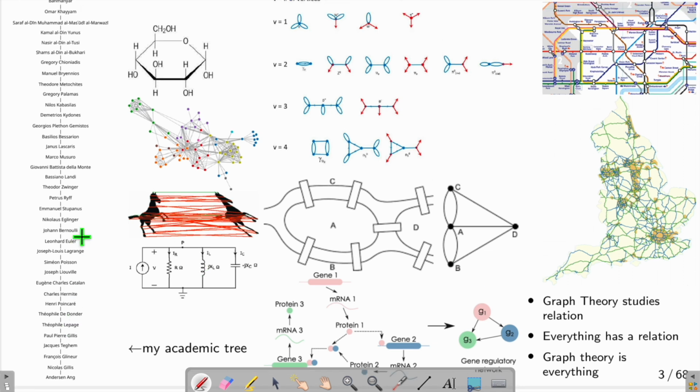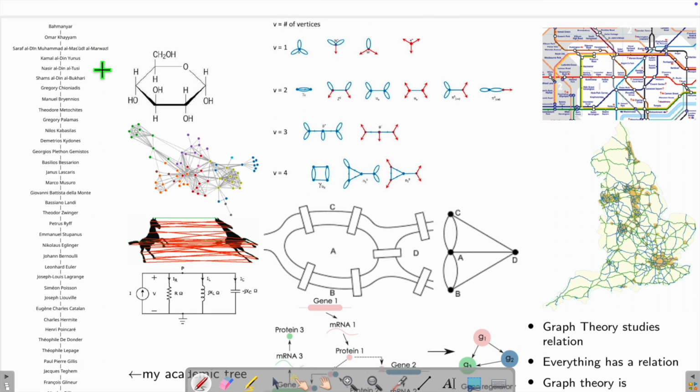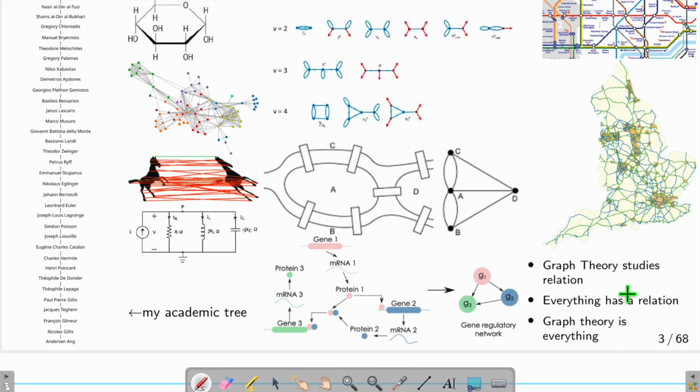This thing is also a graph. This is my academic tree. This is me, and then on top is my PhD supervisor, and then on top is my PhD supervisor square, and then go on top, and you see some big name, blah blah blah, and then in the end go to some name that I don't know how to pronounce. Okay, so this is a graph, and these graphs all belong to something called graph theory. What is graph theory? Graph theory studies relationship, and everything has a relationship. Therefore, graph theory is everything. Graph theory is a language to describe relation, and that's why it's very important.